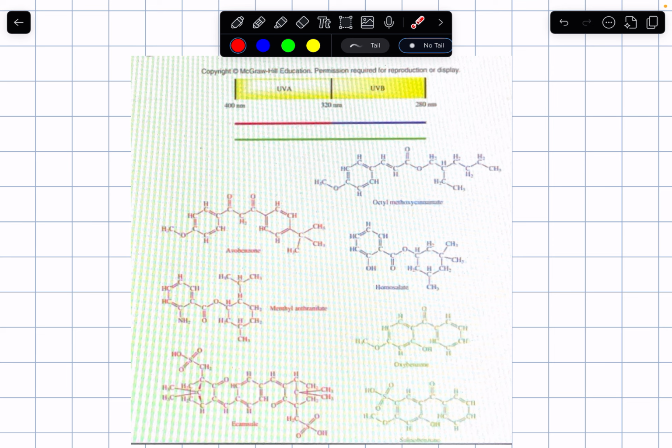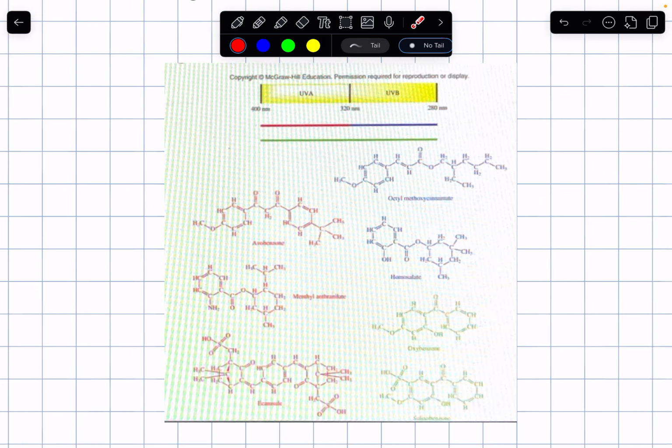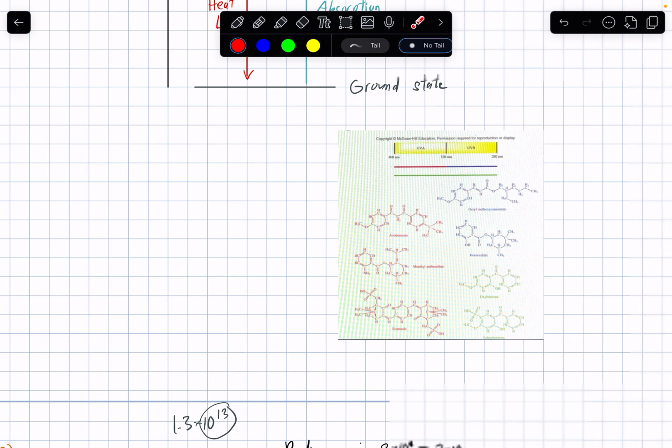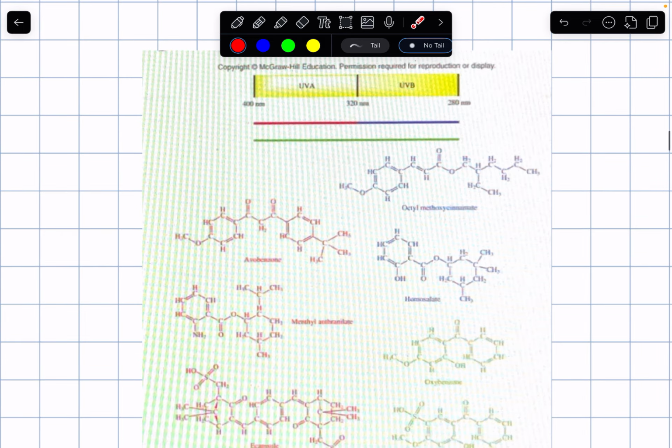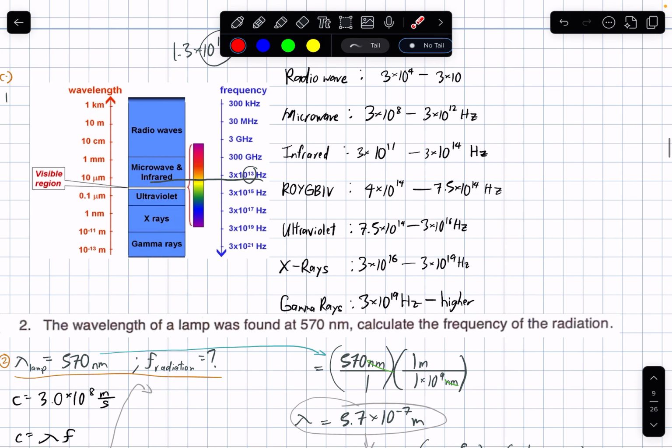I believe these are the components of the types found in specific kinds of sunscreen. As you can see here, a sunscreen that contains these is capable of dealing with UVB radiation. The red ones are capable of dealing with UVA, but the green ones are capable of addressing both UVA and UVB. I think that's what that means.